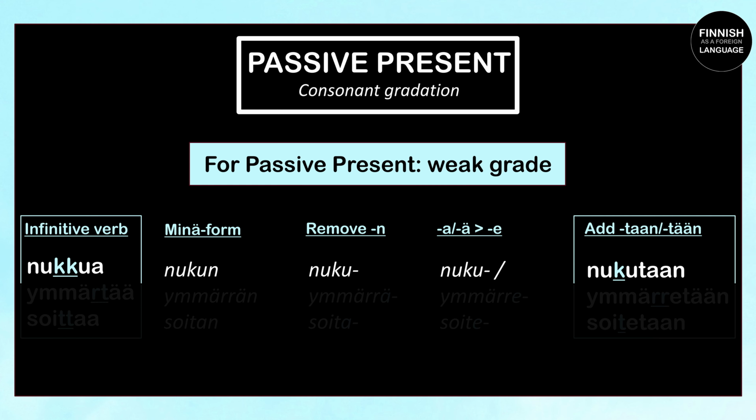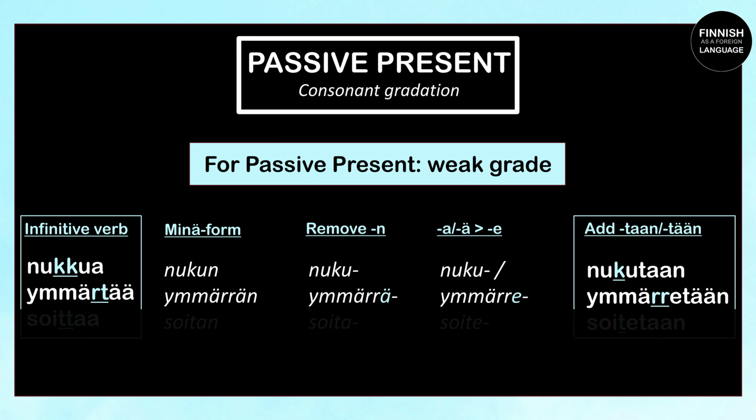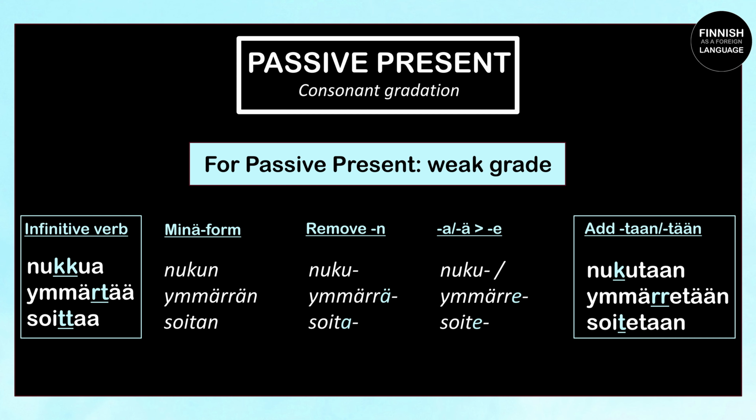Let's do two more examples. Ymmärtää means to understand. Here we also have the consonant gradation. RT changes to a double R. So in the passive present we have ymmärretään, and its negative form is ei ymmärretä. Then we have soittaa, which means either to call or to play an instrument. Here the consonant gradation is double T changes to one T. So the passive present is soitetaan, and the negative one is ei soiteta.